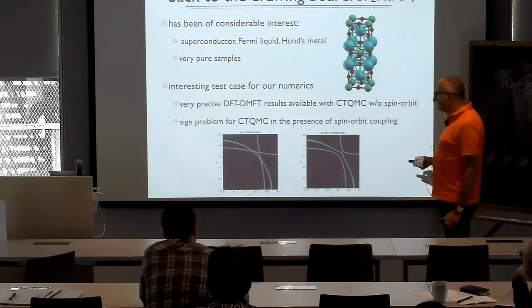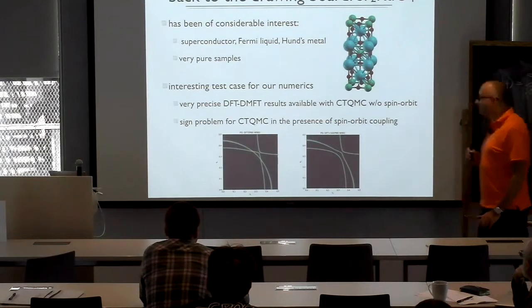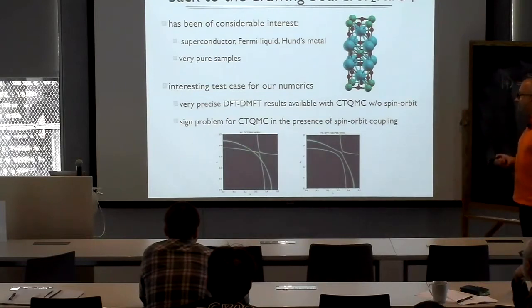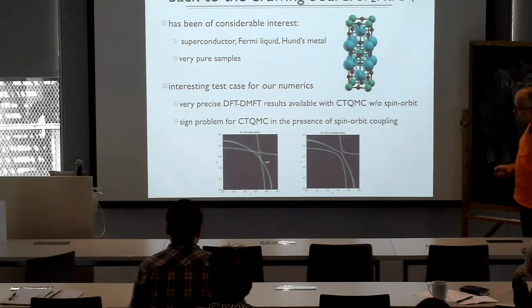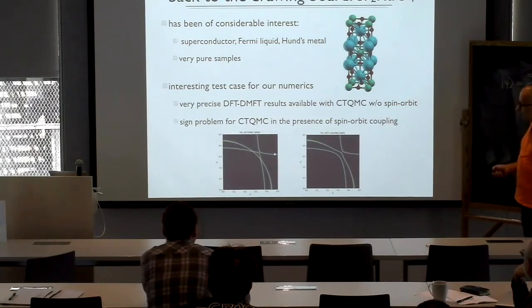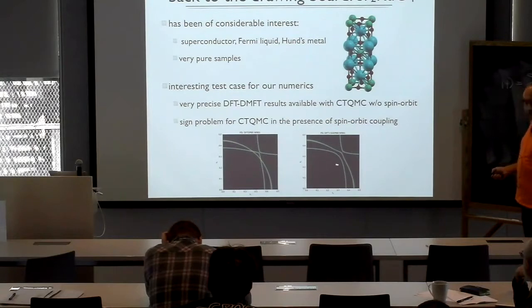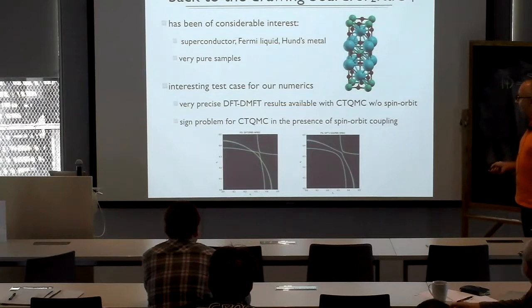The second thing is, however, that CTQMC faces a sign problem in the presence of spin-orbit coupling, which, however, is not a minor effect. These are DFT pictures which Manuel gave me. This is the Fermi surface without taking spin-orbit coupling into account, which is totally restructured around here as soon as you put in the spin-orbit coupling. So it would really be interesting to see the difference. This is the physics which we're actually aiming for, that we want to go to.